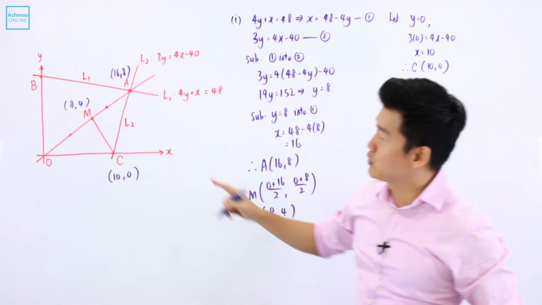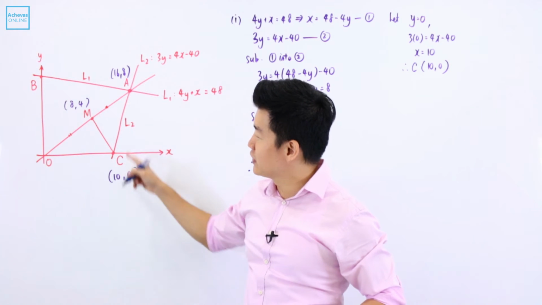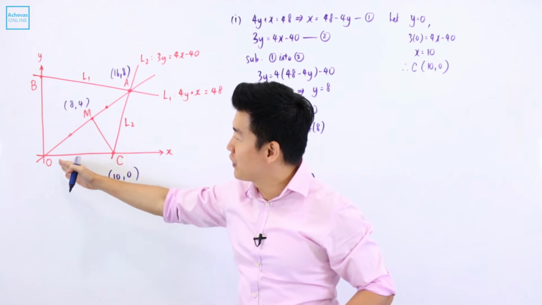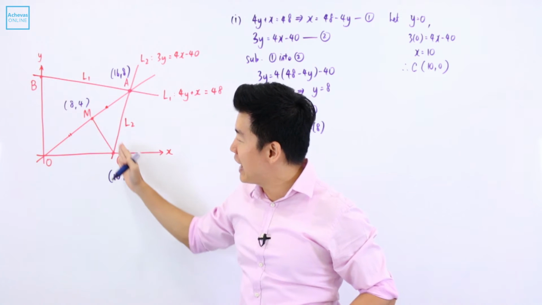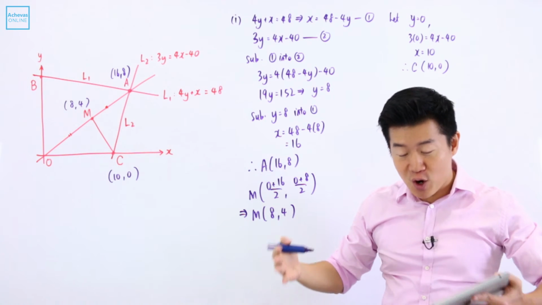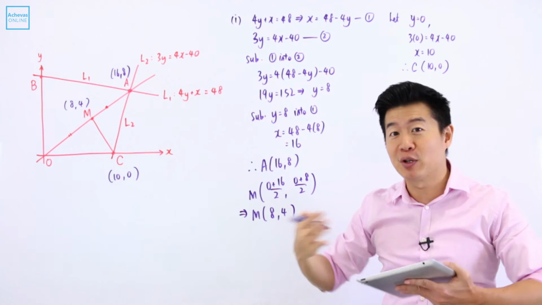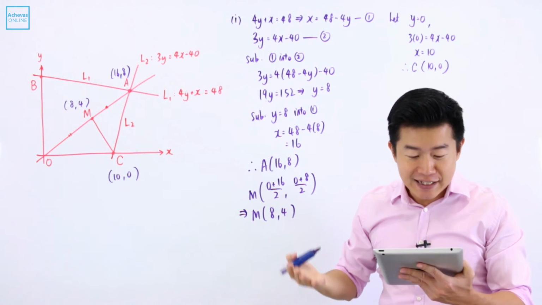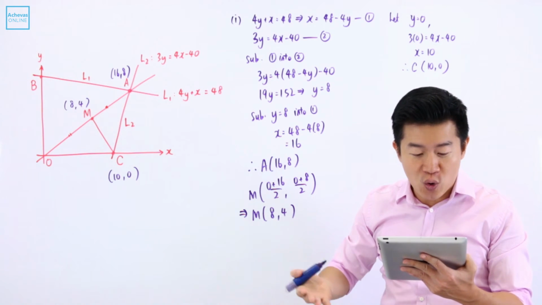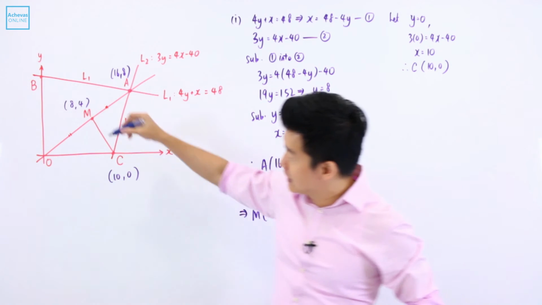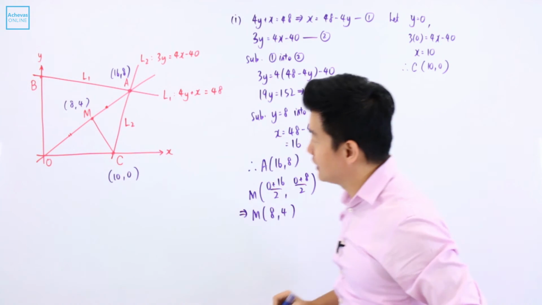And the reason why I'm trying to find these points here is because I'm going to try to find the gradient of OM and the gradient of CM, and compare the gradients. If they multiply to be equal to -1, then I can prove that the angle OMC is 90 degrees. That means I can then prove that this angle here is 90 degrees.